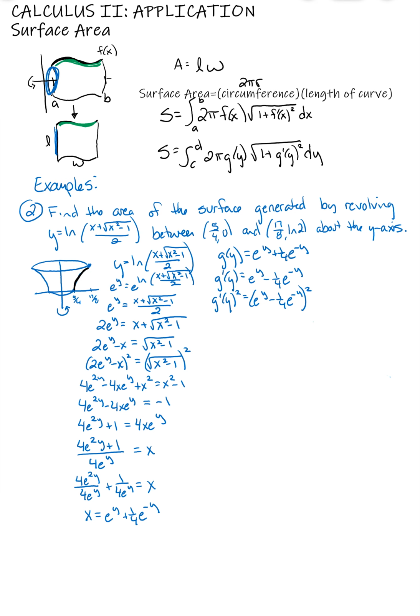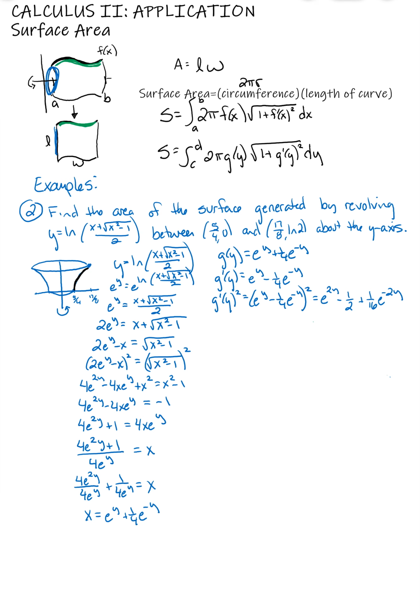And let's see, again, I've done a few of these. You should get e to the 2y minus 1/2 plus 1/16 e to the negative 2y. All right, and there is g prime of y squared.